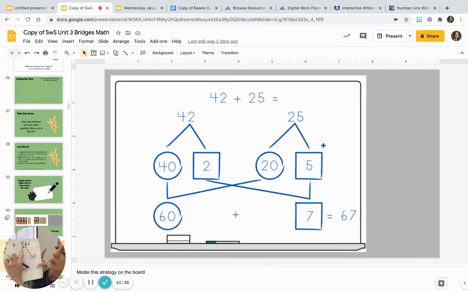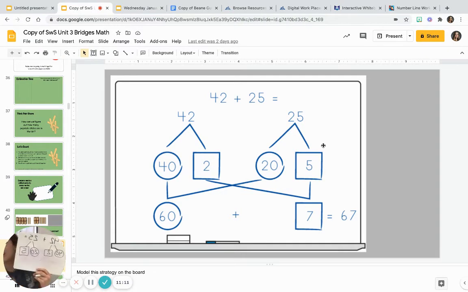The 2 in 42 stands for 2. So I'm going to write 2. And I'm going to do that same thing with 25. So my 2 in the tens place stands for, does anyone know? Stands for 20. And then my 5 in the ones place stands for just 5 because it's in the ones place.